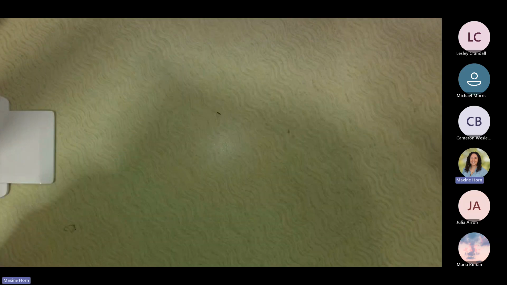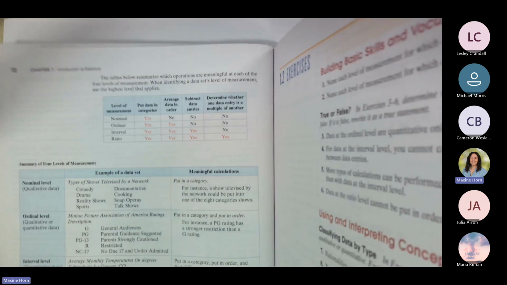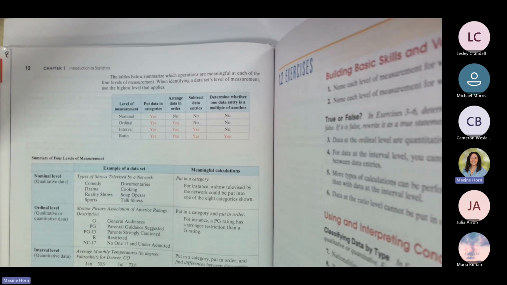All right. Okay, identify the data set's level of measurement. When you're doing these level of measurements, it's a good idea to refer back to your table in the book. Here it is. In the physical book, it's page 12.